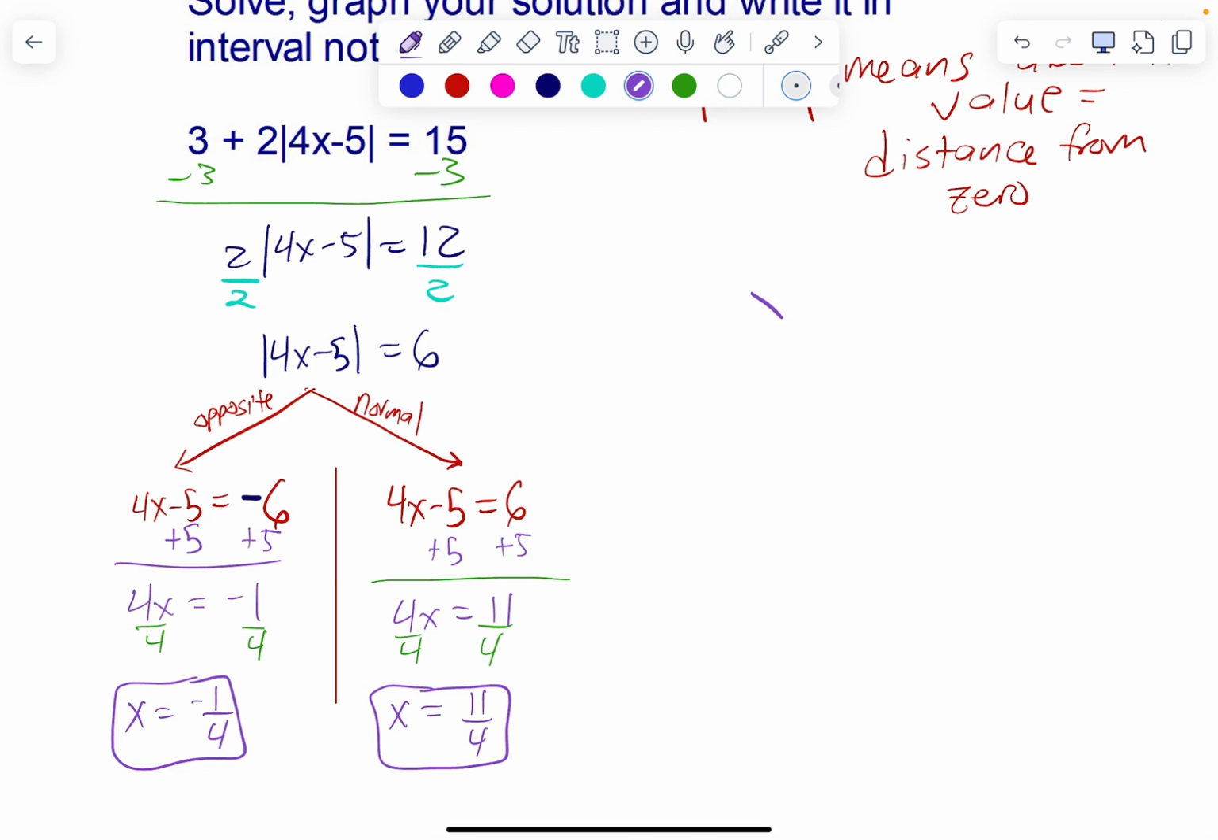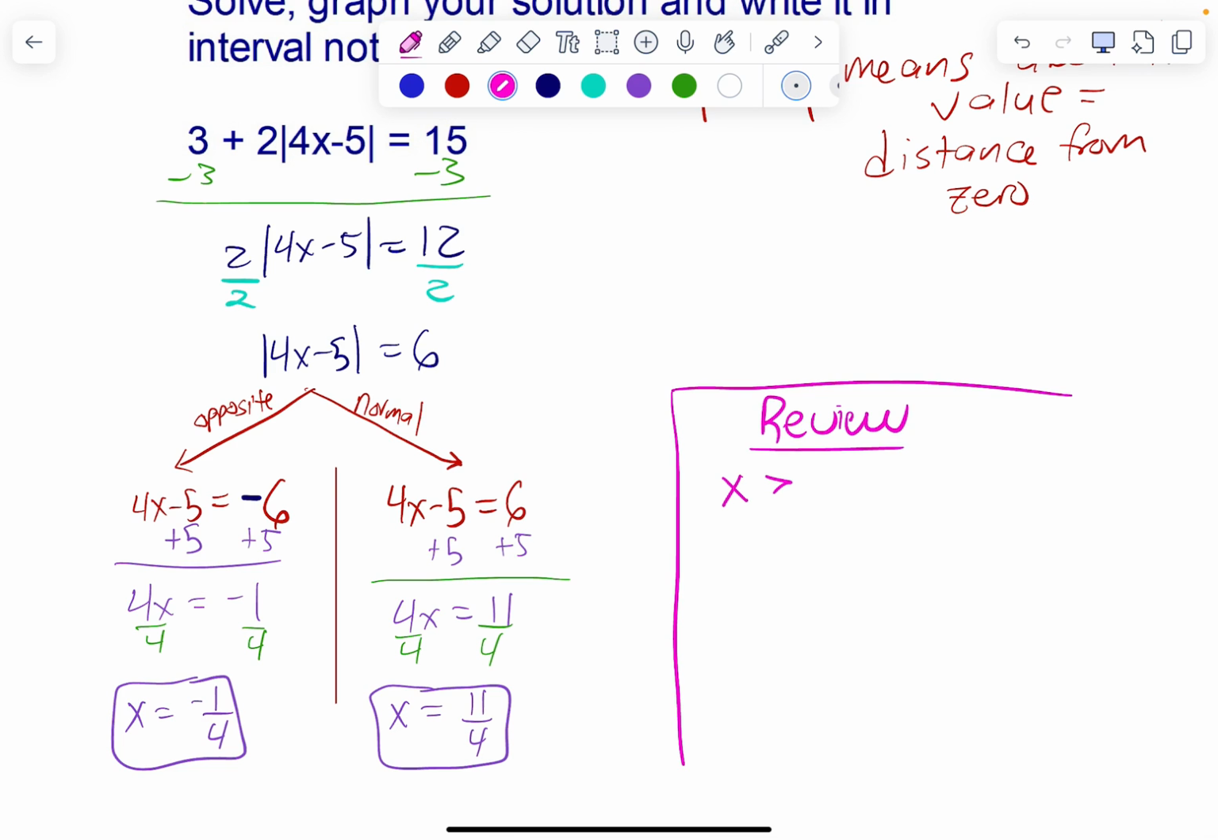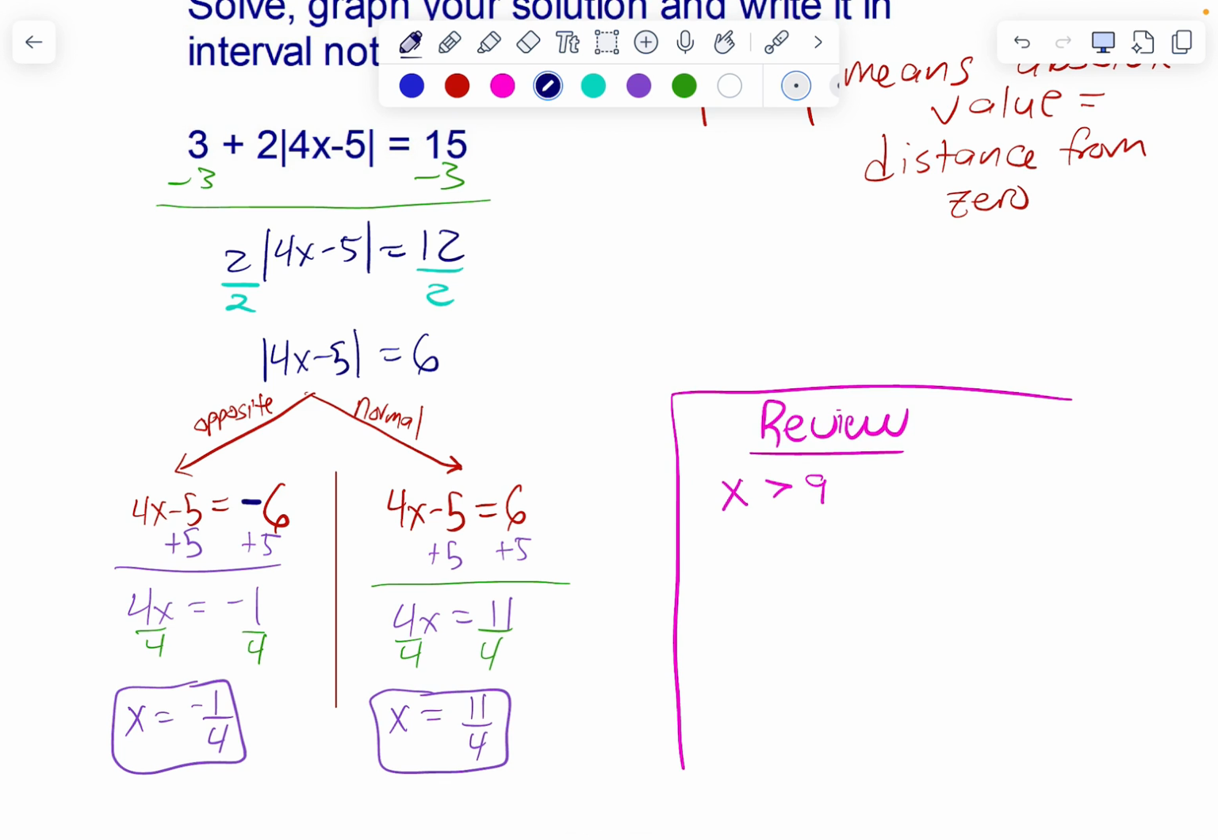Let's do a quick review, though, just because I want to make sure this doesn't get lost. If I said graph this, let's say we solve and we get something like this, what does our graph look like? It's just a number line graph. I'll remind you of that.